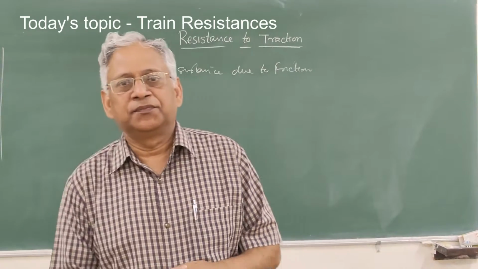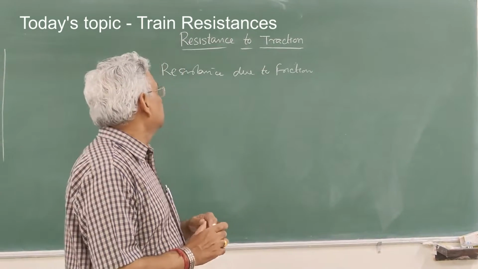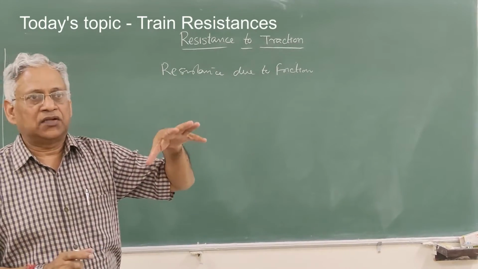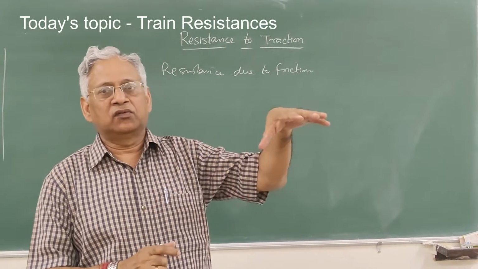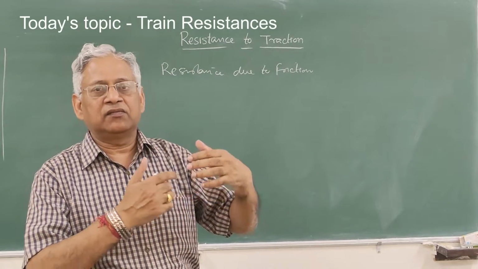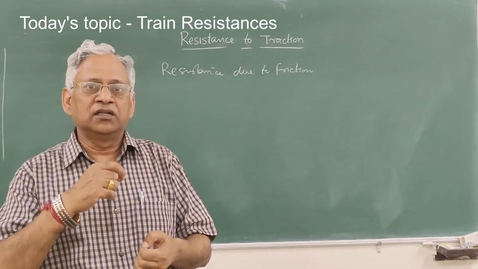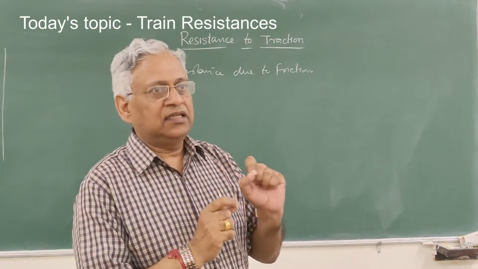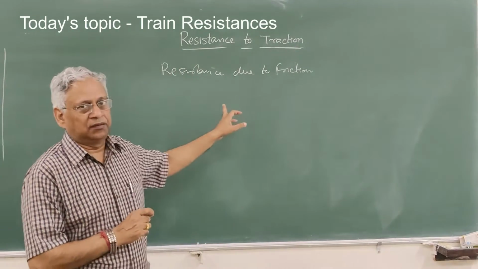Hello friends, today we will discuss resistance to traction. When I say resistance to traction, it means that when a train moves on the track, it experiences certain forces which oppose the movement of the train. These are resistances. The first in the category is resistance due to friction.